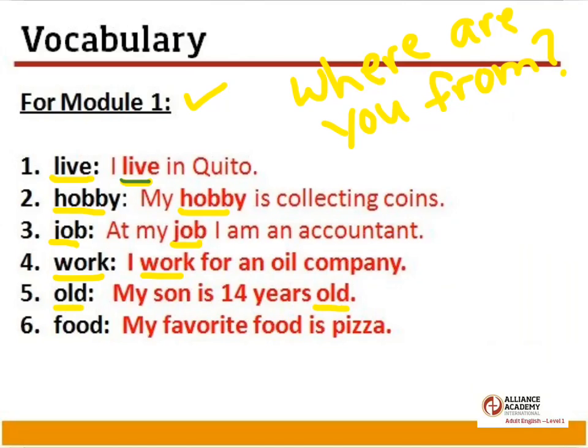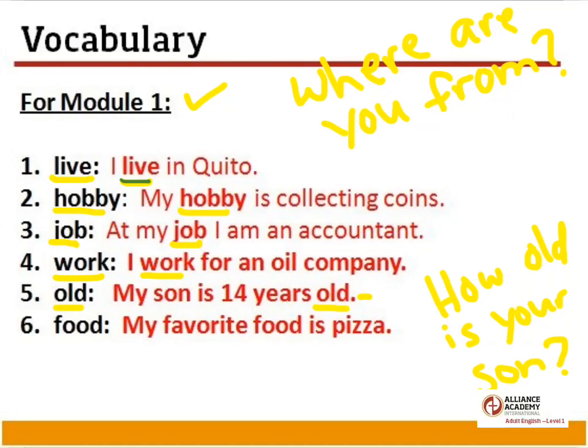years old. And the question would be, how old is your son? And the answer, my son is 14 years old.